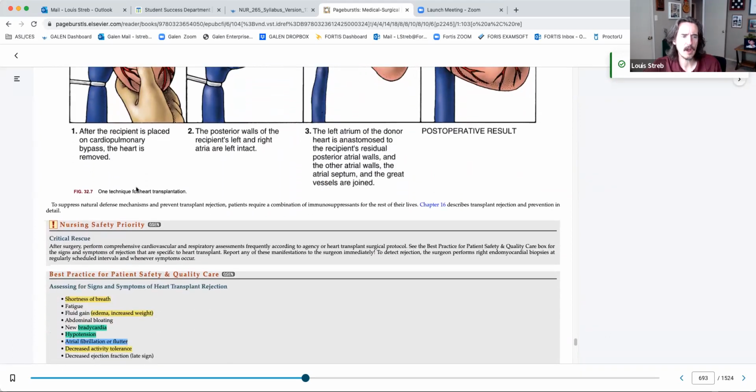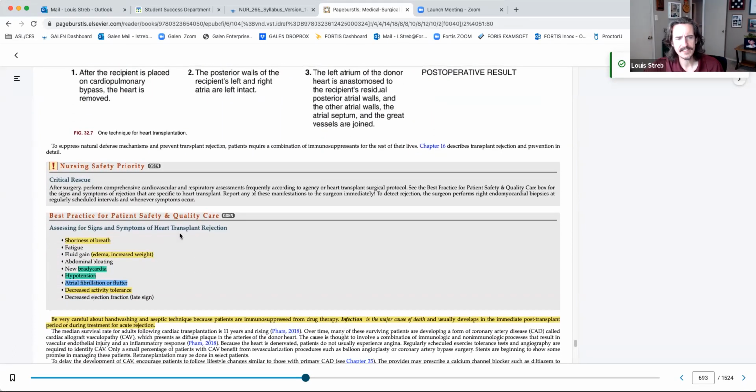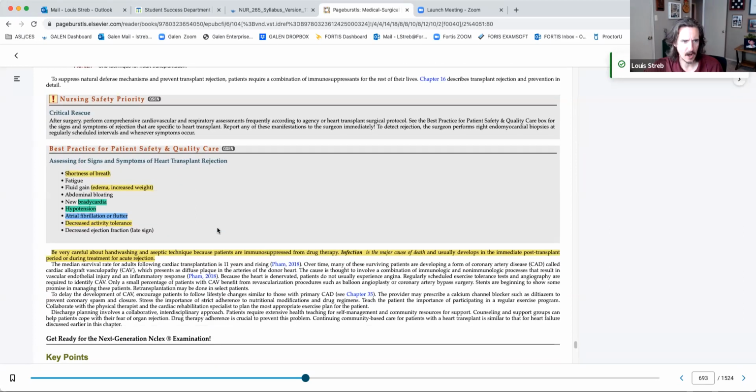But specifically with a heart transplant, we're looking for signs and symptoms of heart transplant rejection. Let's just be honest: shortness of breath, fluid gain, bradycardia, hypotension, AFib, decreased activity intolerance. What's that sound like? Heart failure. Signs and symptoms of heart transplant rejection are going to look a lot like heart failure, because when your heart fails to do a job, it looks like heart failure, because truly a heart transplant rejection is still heart failure. So it's not going to be anything crazy looking. It's going to look like heart failure.